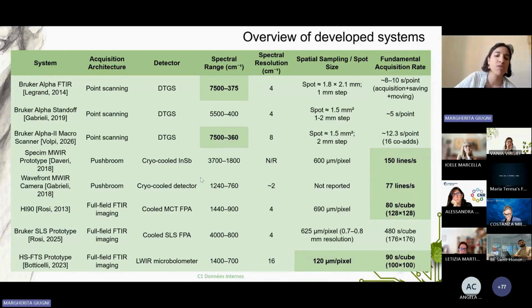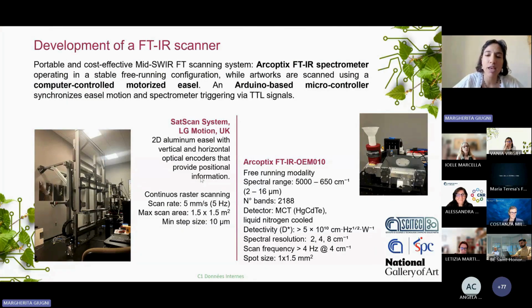Full field imagers prioritize faster acquisition rates and good spatial sampling at the expense of a lower signal to noise ratio, and also they employ very expensive focal plane array detectors and complex optical systems, so they need a certain expertise to be handled. So building on these premises, and with the aim of providing a more affordable system with good performances, at the Chemical Imaging Lab of the National Gallery, we developed this prototype based on an Coptics spectrometer.